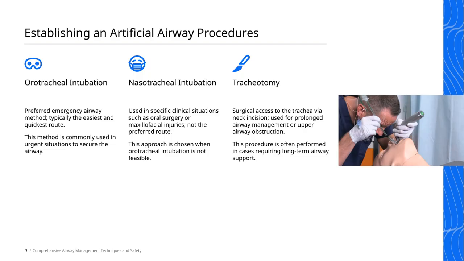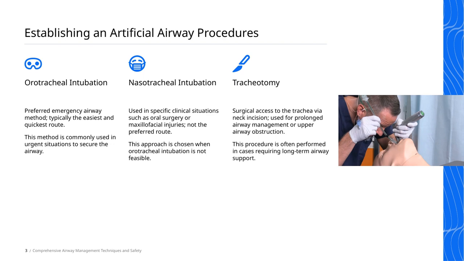Next, there's nasotracheal intubation. This method is typically reserved for specific situations, like oral surgery or maxillofacial injuries, where inserting a tube through the mouth isn't feasible or practical. It's not the first choice in most cases, but it serves as an important alternative when needed.